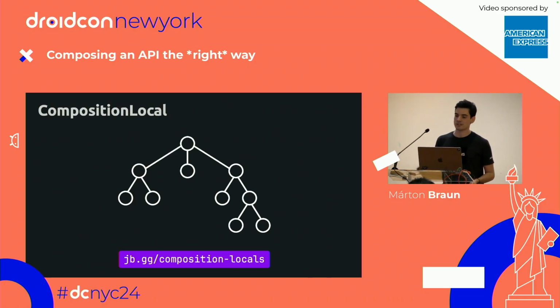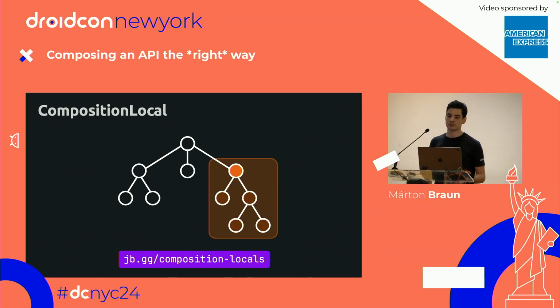So composition locals are a way of exposing a value at some point in your Compose UI tree, and then anything that's nested under that is going to have access to that value that you've placed into the composition. We're not going to go down to the API level, just a high-level overview. So any of those nodes that are nested within that subtree can just reach out and grab that value magically without actually receiving it as a parameter.